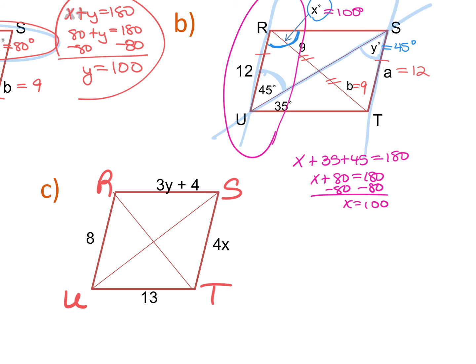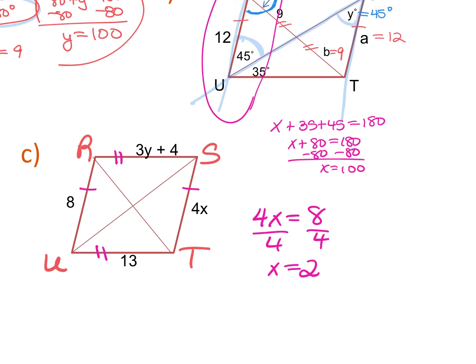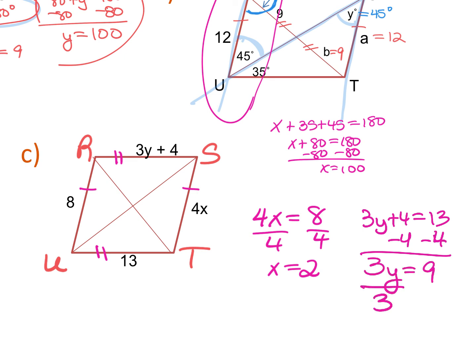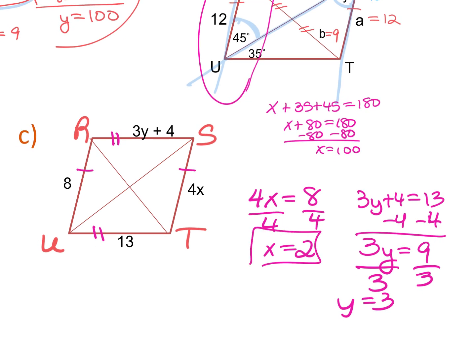So here, I've got some algebra to do now. So opposite sides are congruent. So I'm going to set 4x equal to 8, divide by 4, and x equals 2. And then same thing here, opposite sides are congruent. So for that one, 3y plus 4 equals 13. Subtract 4, 3y equals 9. Divide by 3, and y equals 3. No A and B on that picture.